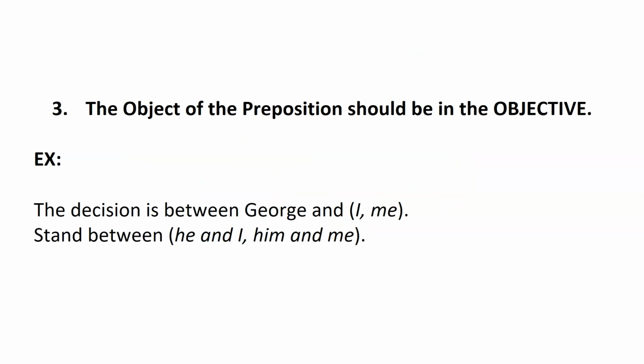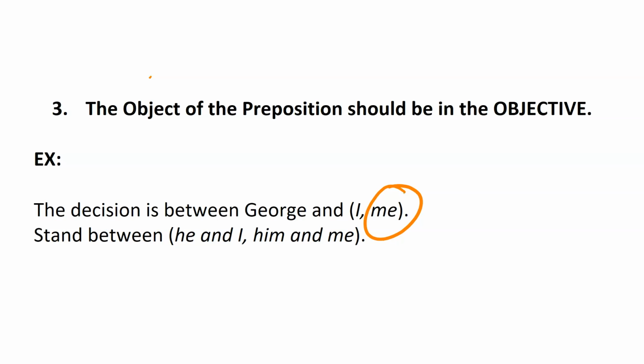Issue 3, the object of the preposition should be in the objective case, which, when you think about it, of course, makes sense. It's called the object of the preposition, so certainly it should be in the objective case. The decision is between George and I, or the decision is between George and me. Well, perhaps it sounds nice to say I here, but alas, no. It's me. Me is the objective form.